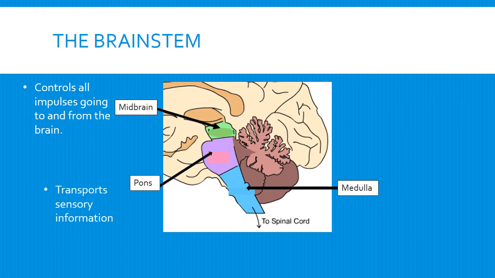The function of the pons is to transport sensory information between the cerebellum and the cerebrum. The function of the medulla is to control all movement processes.